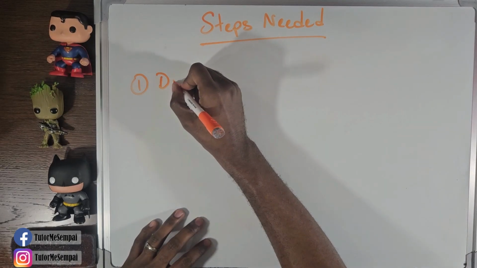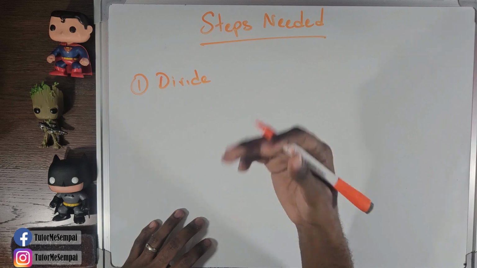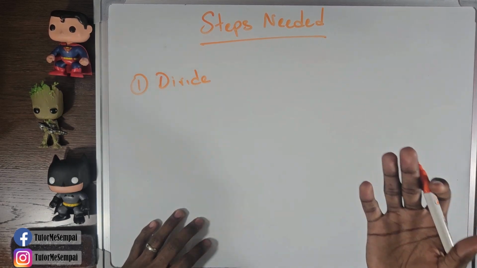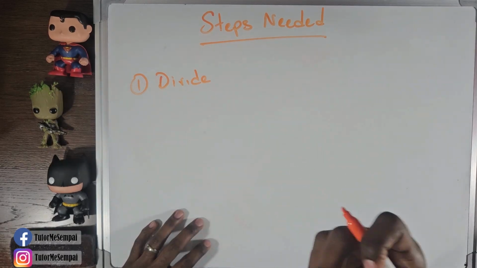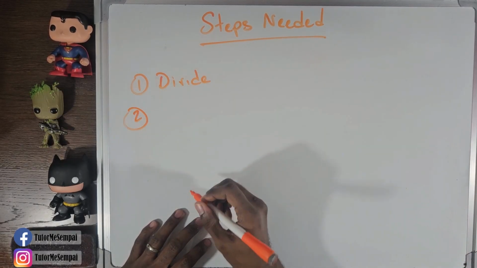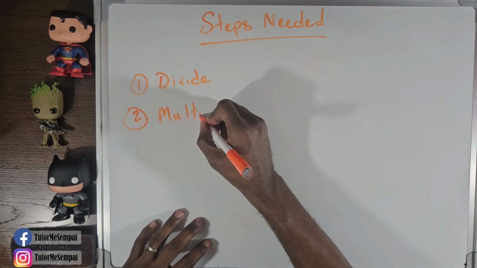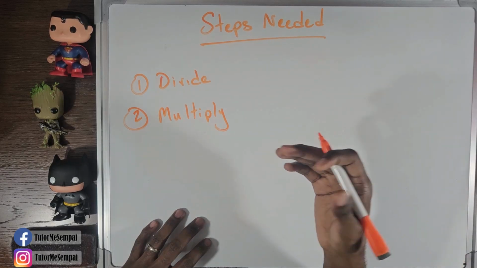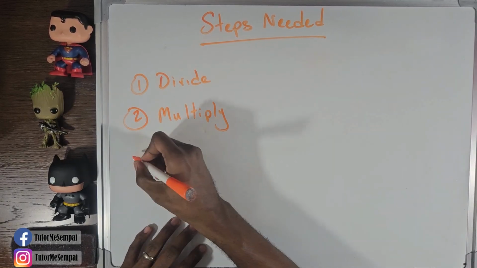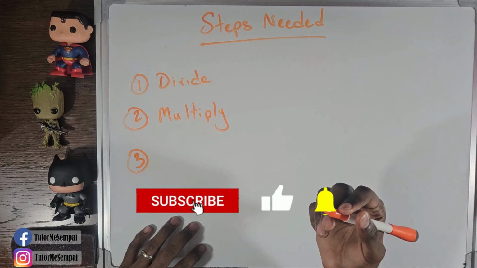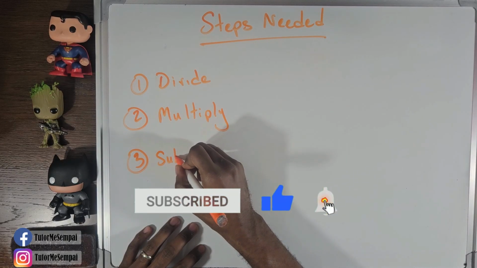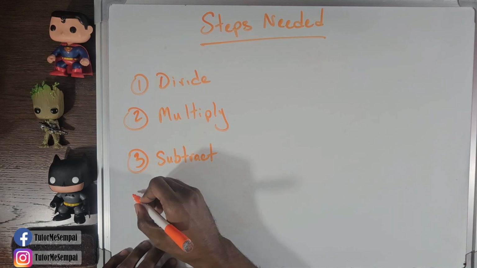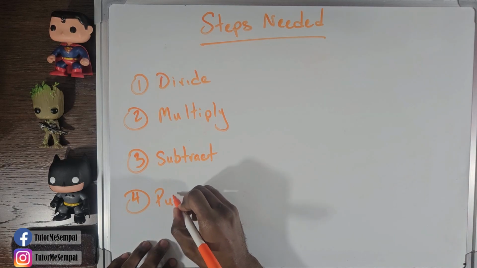That's our first step. And I'll show you how to use these steps, and it'll make a lot more sense when we tackle our example. The next thing you want to do is multiply. All right, so just for now, write this down, try to remember them. The third thing you want to do, subtract. The last thing you want to do is pull down.